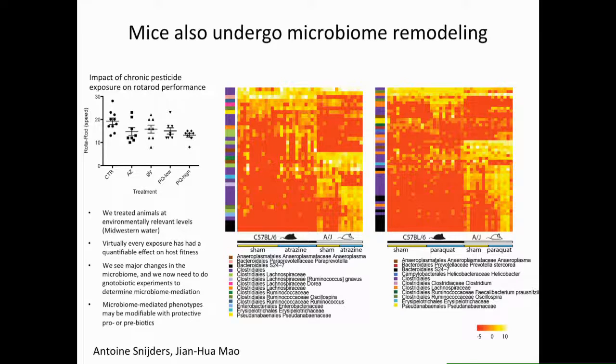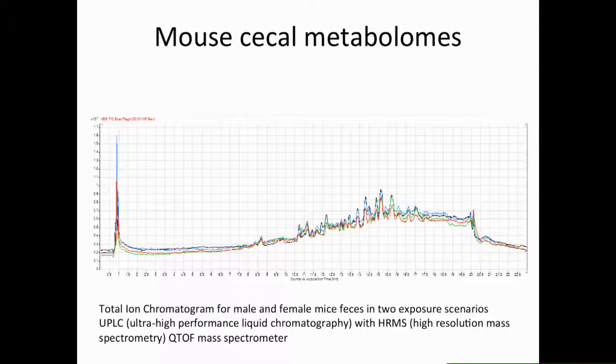When we look at the content of the microbiome, comparing sham to exposure situations, we see a nice gene-environment interaction. The collection of microbes that are depleted or enriched after pesticide exposure is dependent upon the genotype of the mouse. So it's different in C57 than it is in AJ. In fact, it's very different. So the effects of the pesticide on the content of the gut microbiome have a genic component.